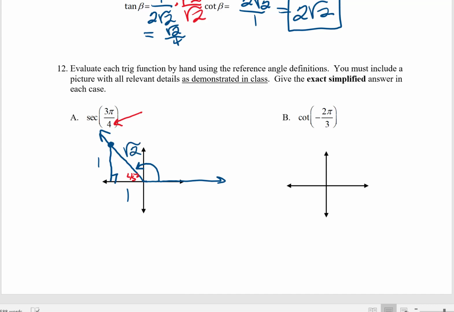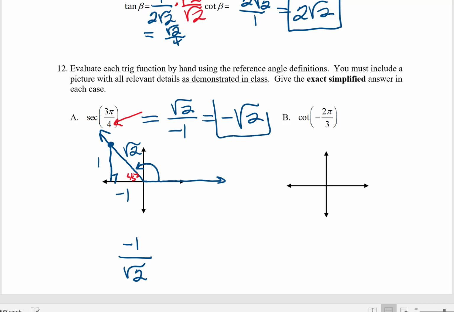Just don't forget about positives and negatives. The x here is negative since I'm in the second quadrant. The y is positive, and of course the r is always positive. That's the picture I need in order to write down this particular trig ratio. I'm looking for the secant ratio. Secant is the reciprocal of cosine. So cosine, if I was doing that one, would be adjacent over hypotenuse. All I have to do is turn that thing upside down. So it looks like square root of 2 divided by negative 1. I don't need the 1, so this comes out to just be negative square root of 2.